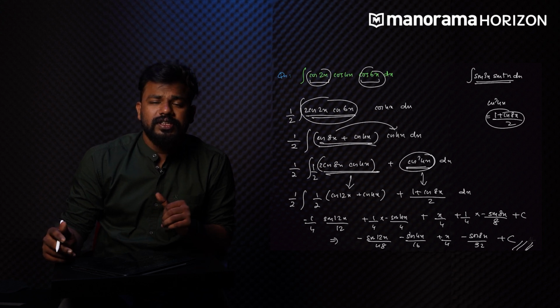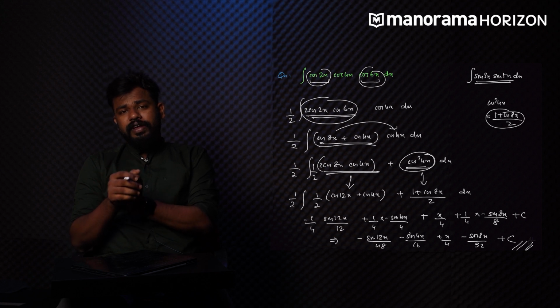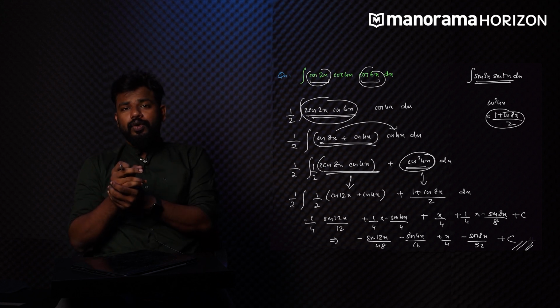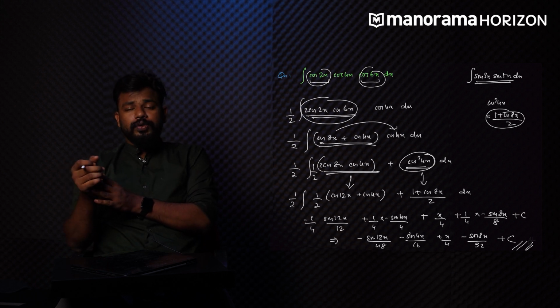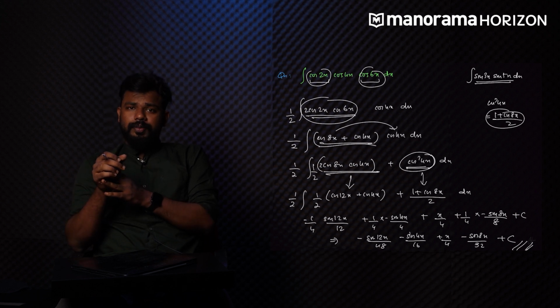Understood? So this is a way where we have used trigonometric identities to solve integrals. In the previous session, we learned how to use substitution to find the integral value. Now we have also learned which method to use with the trigonometric identities. So we are now slowly learning the different types of integration.